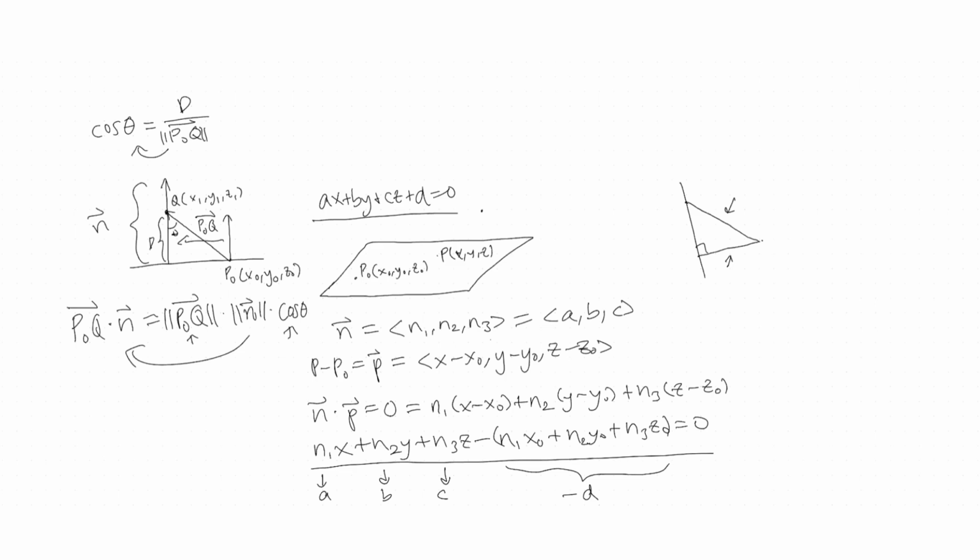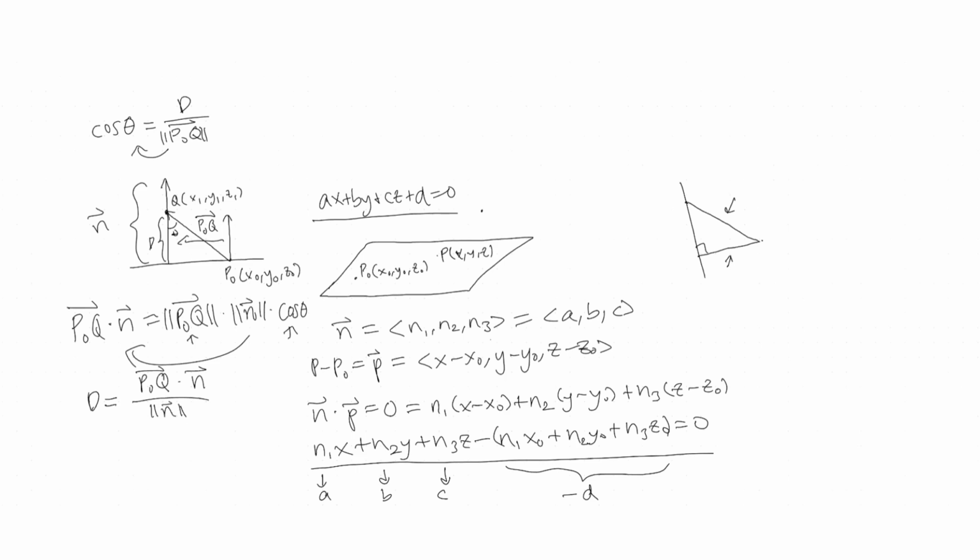So I'm going to write D on the left side. So D is equal to P0Q dot product n over, sorry, not P0Q, it's going to be the magnitude of n, and that is going to be our equation.